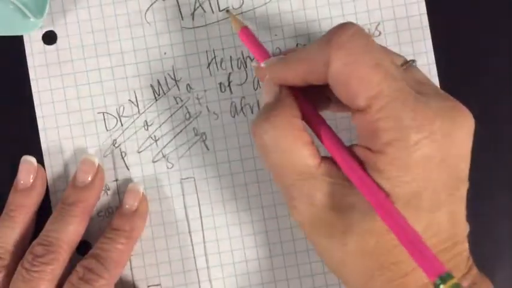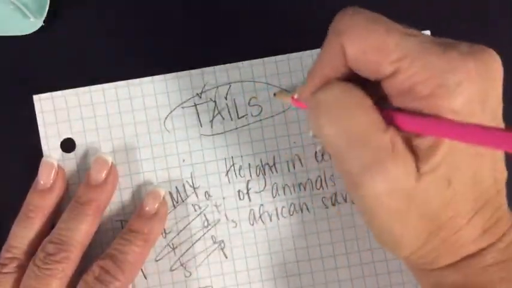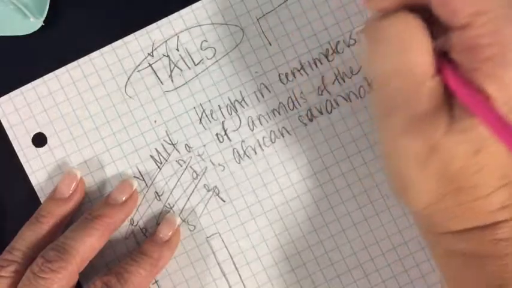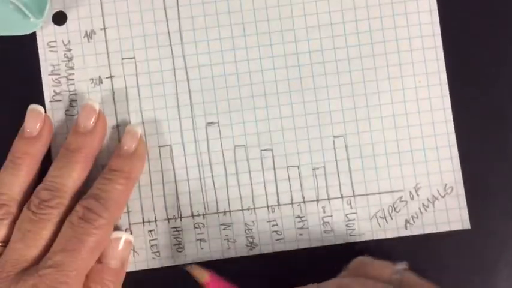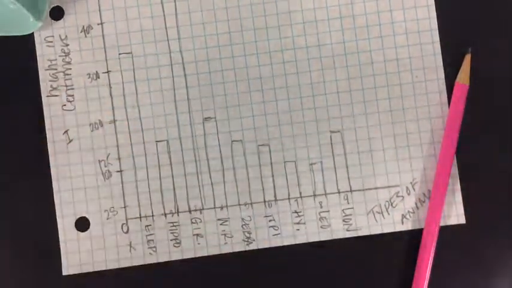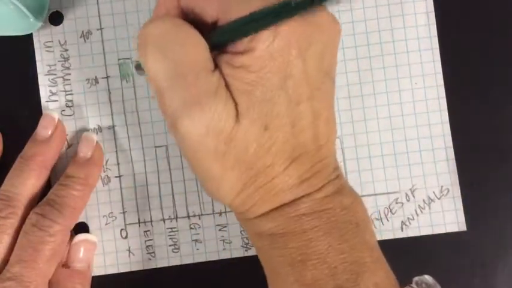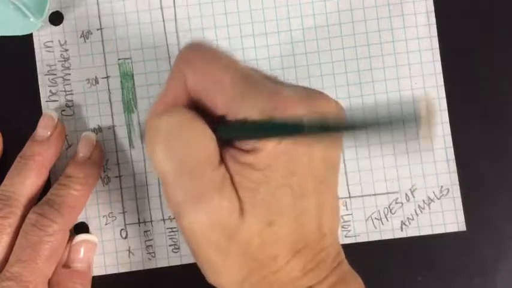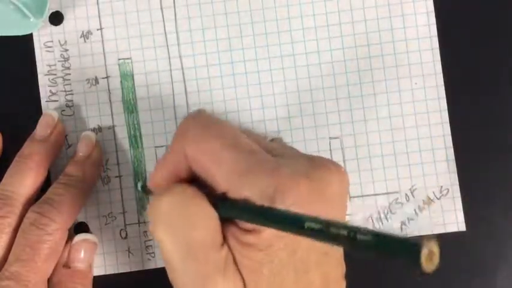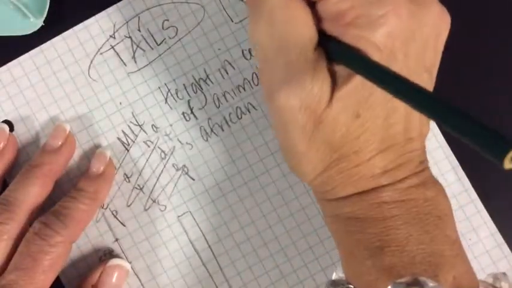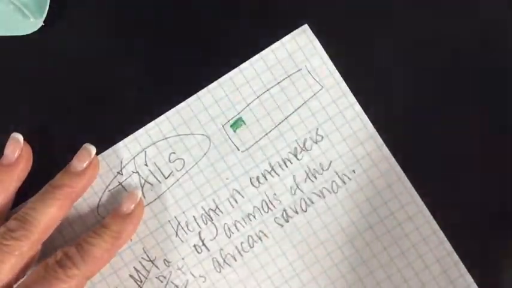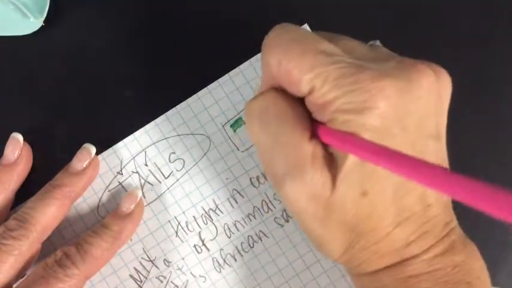Well, L. Remember, L stands for legend or key. So remember, you could have a key over here with the colors. And remember, I said this was a little hard to read. So let's see, maybe I'll color the elephant green. And then in my key, I'll make a little green box. And then I'll write elephant.